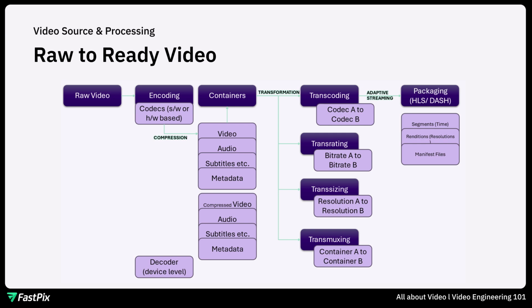We also create manifest files, which act as guides for the video player. These files tell the player which segments and resolutions are available, enabling smooth streaming by fetching only the parts needed based on your device and connection speed. These protocols are responsible for delivering the video over the internet to your device. And just like that, from raw footage to a polished stream, the video is ready for you to enjoy.